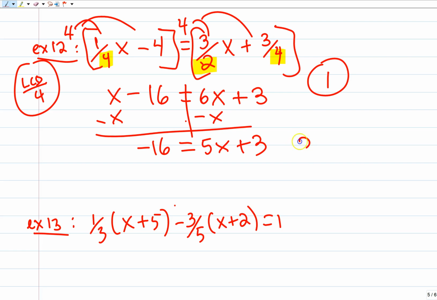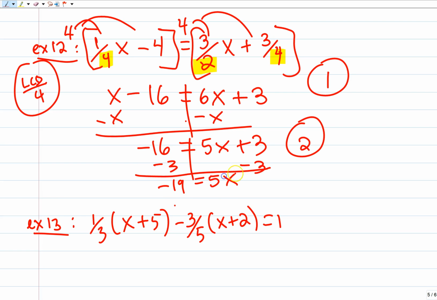Now we're ready for inverse operations. I undo adding by. I got negative 19 is equal to 5x. I undo multiplying by. And I've got friggin' 19 over 5. Ew. Or about 3 4/5.